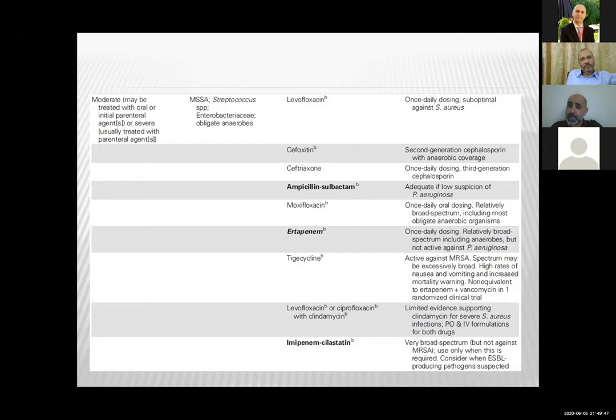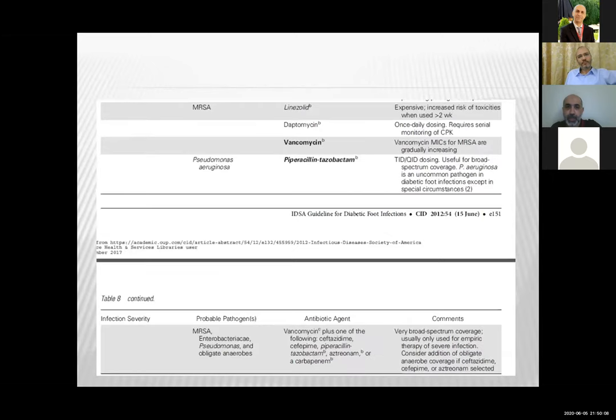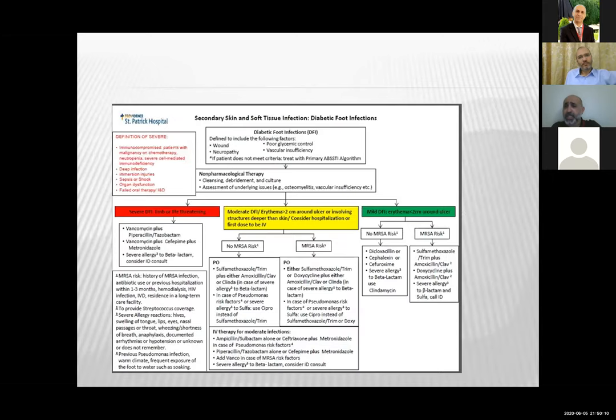If the patient is severely infected or critically ill, maybe you want to start with a broad spectrum antibiotic and then de-escalate. If the patient has a mild or moderate infection, maybe you can start with an antibiotic that covers the common microorganisms. And then once you have a definitive culture, you can escalate or adjust according to the culture result. This is just an example for developing an algorithm or a flowchart for patients who come with an infected diabetic foot ulcer.